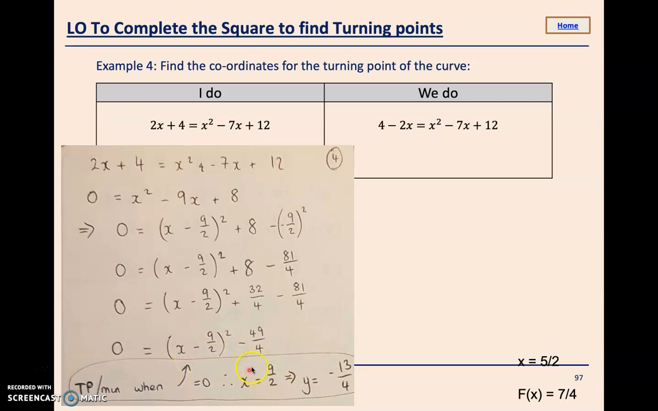And then now that we have what our 9 over 2 is, what our x value is, we plug it back in to here to find out what our y value is, which is minus 13 over 4. So now if you can pause the video and give the WeDo a go, take 3 minutes for this.